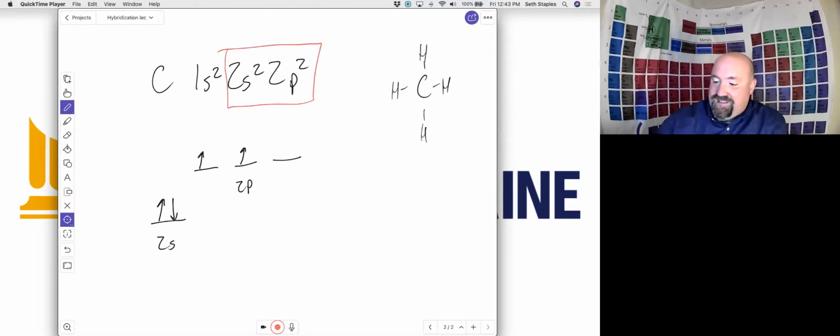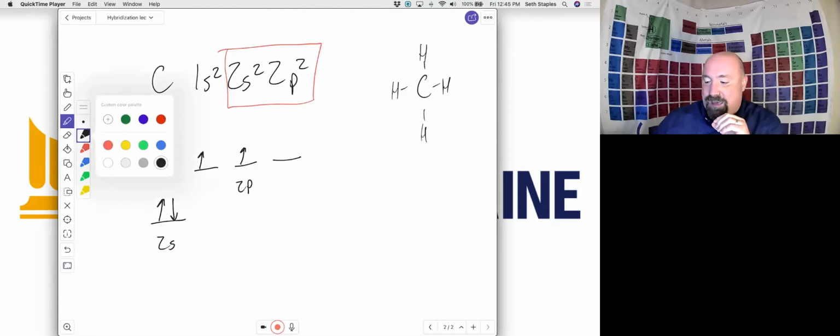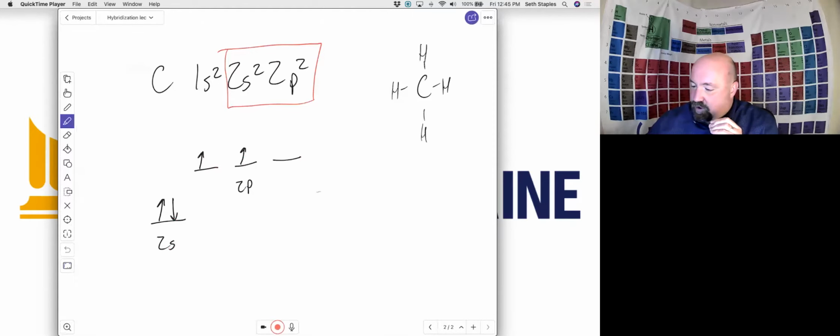And indeed, what does happen is that once carbon gets into a situation where it's going to bond, these s and p orbitals, our 2s orbital and our 3 p orbitals, are actually going to mix together and hybridize. And so these are going to, like I said, mix together.